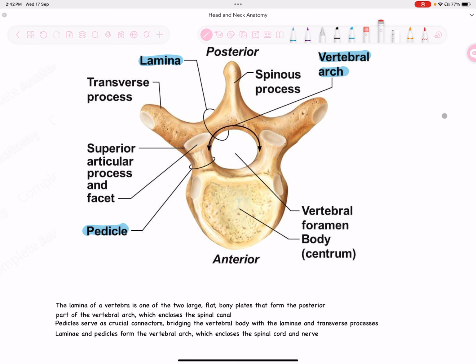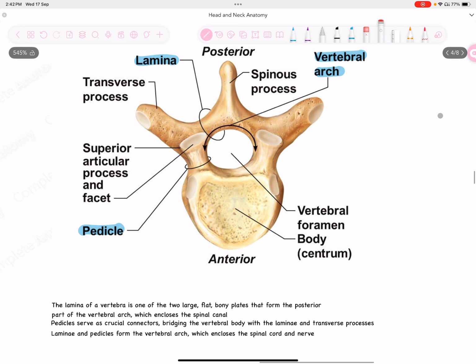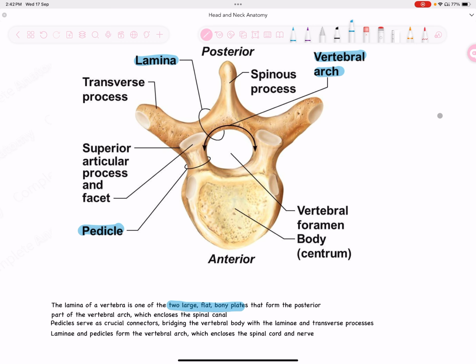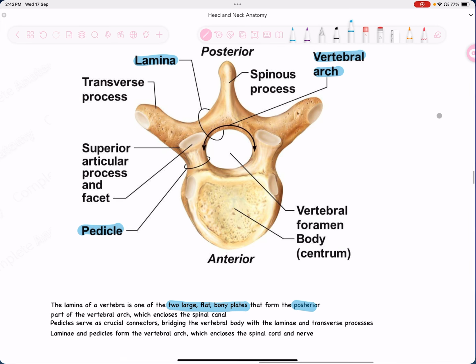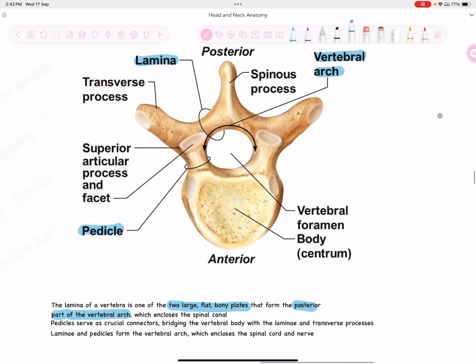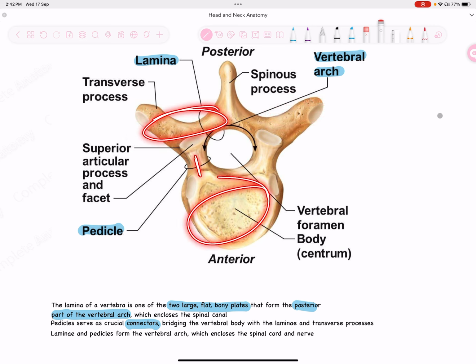Lamina of the vertebrae is one of the two large flat bony plates that form the posterior part of the vertebral arch, which encloses the spinal cord. Then you have pedicles. They serve as crucial connectors, bridging the vertebral body with the lamina and the transverse process. So basically, that's the function of the pedicle. It bridges this and this.